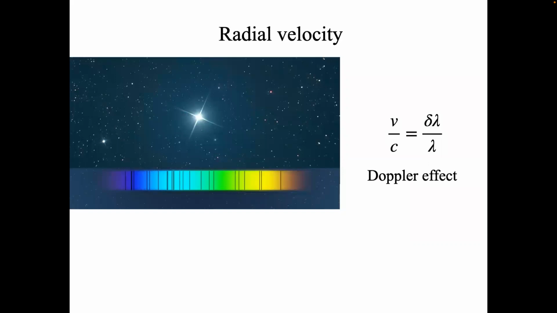You can take a picture of the star, or you can take a spectrum of the star, and in the spectrum of the star you see absorption lines. From the position of the absorption lines, you can measure the radial velocity of the star, so you can estimate if the star is approaching or moving away from us.